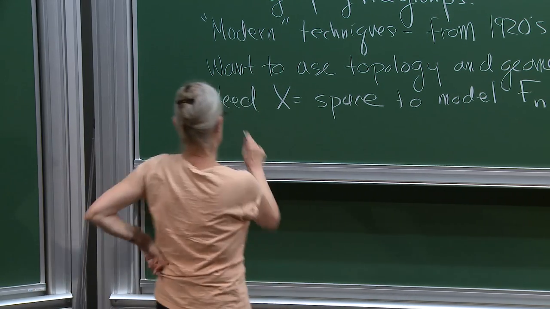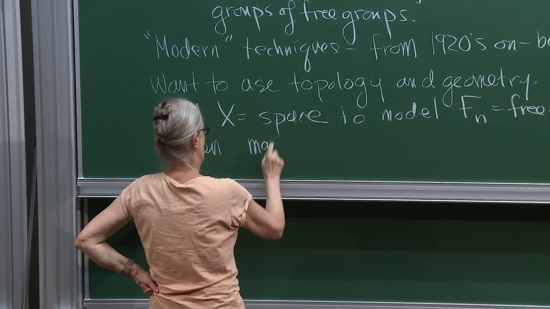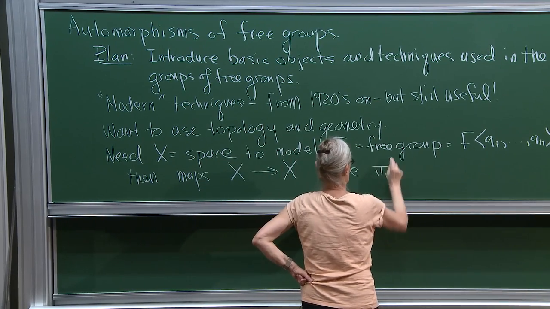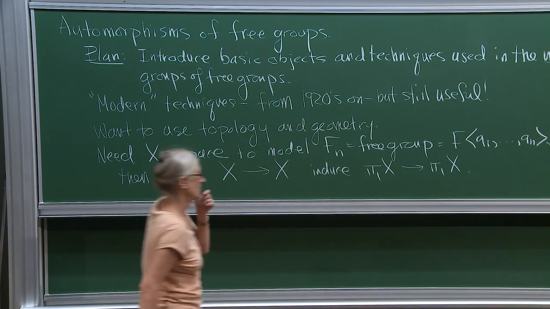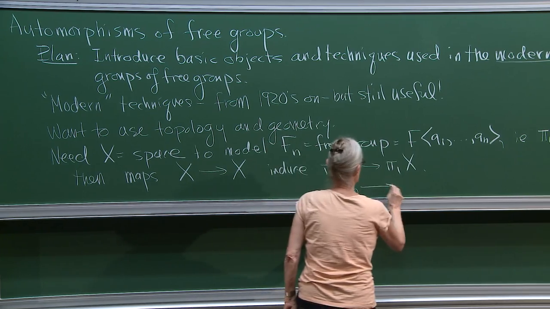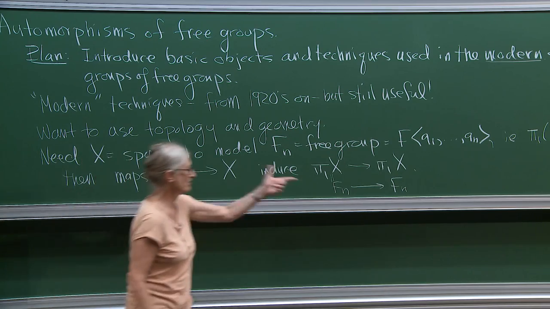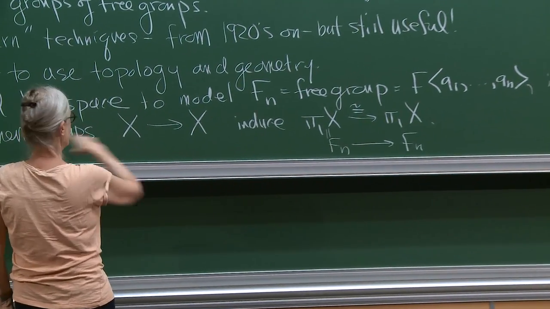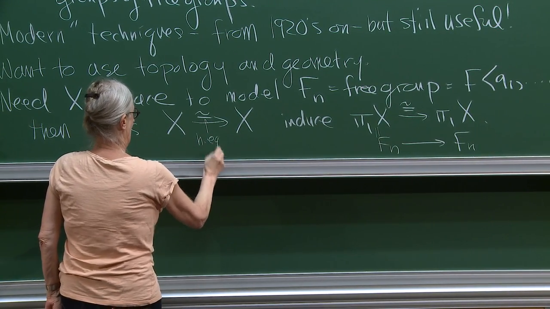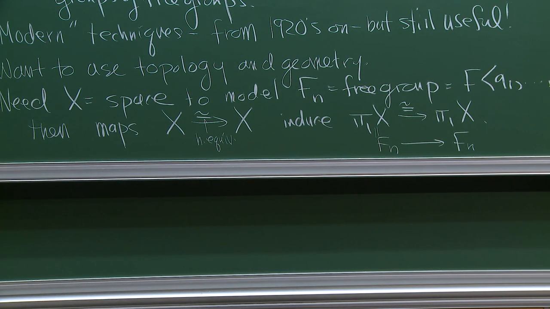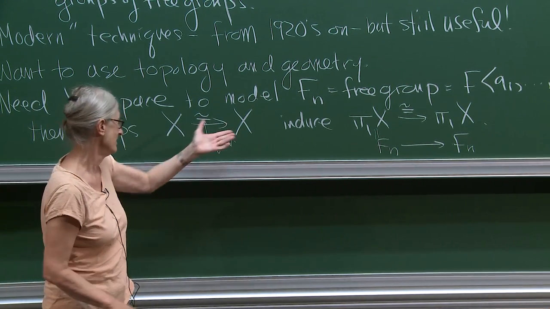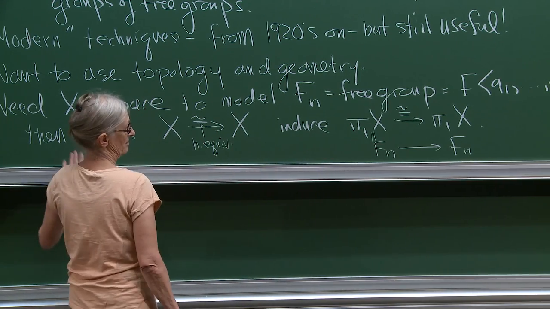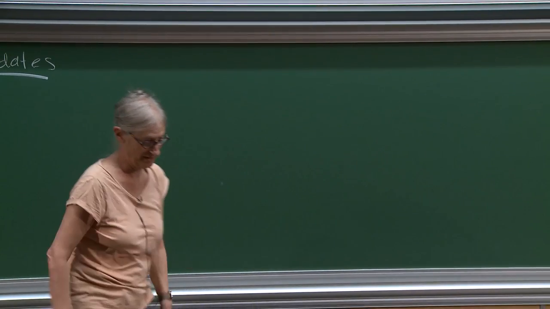So then maps from X to X, well, they induce maps on fundamental groups, and if we've identified this with the free group, we get maps on the free group. We're interested in automorphisms of the free group, so we want these maps to be isomorphisms. So in other words, we want to think about maps that are homotopy equivalences. Okay, so we need a space, and a homeomorphism is an example of a type of homotopy equivalence. We're going to study maps, in other words, on X that induce the isomorphism on the fundamental group, and we might wish for more than that, but we'll settle for that for now.